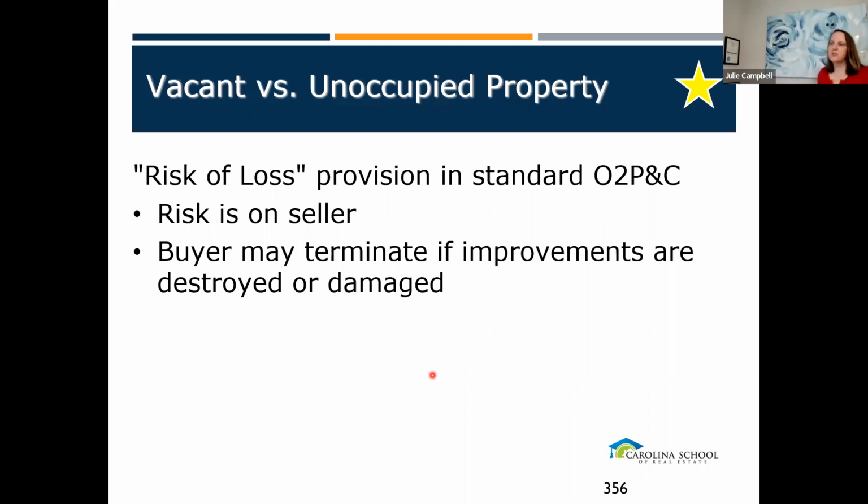If the buyer chooses not to terminate, we proceed to closing, and the buyer will get the seller's proceeds from their insurance company, from the seller's insurance company.